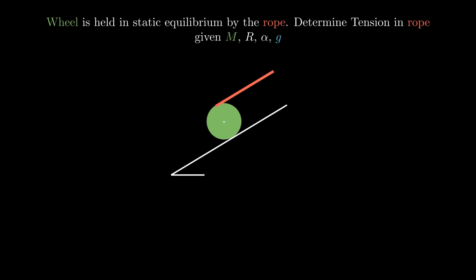The weight force is denoted by mg and acts downwards from the center of mass of the wheel. The tension T acts along the rope and friction F acts along the surface at the contact point between the surface and the wheel. Furthermore, the wheel's radius is denoted by r and the angle of the slope is alpha.